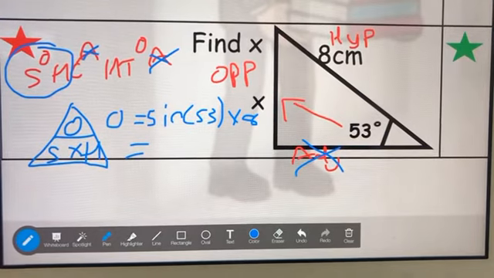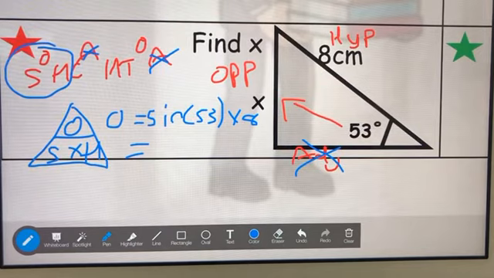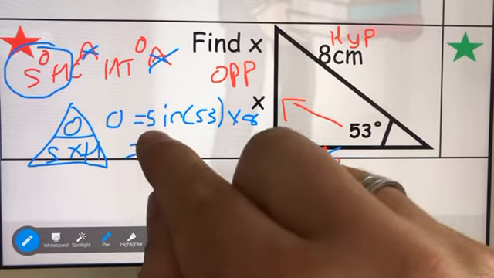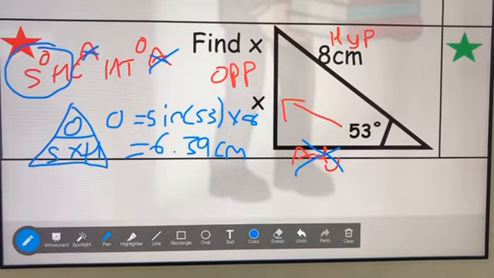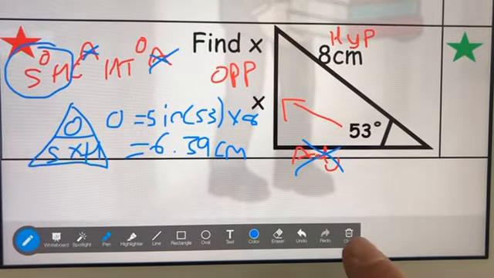Where's the calculator gone? Bear with me. Sin 53 times by 8 equals 6.39. 6.39 centimeters as your final answer. Next one.